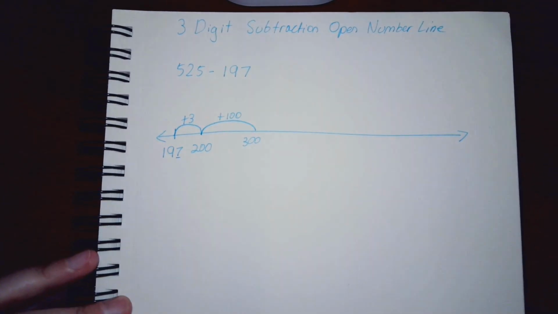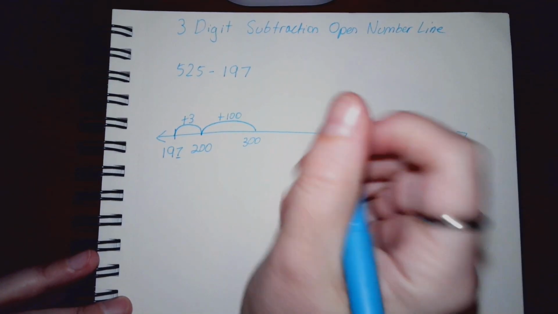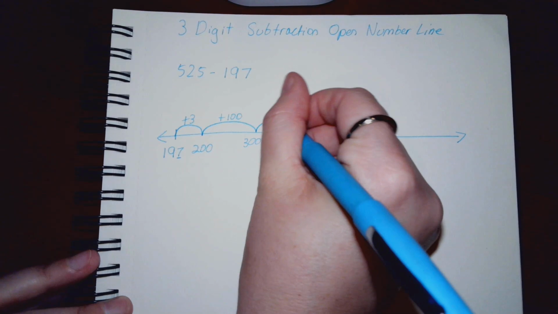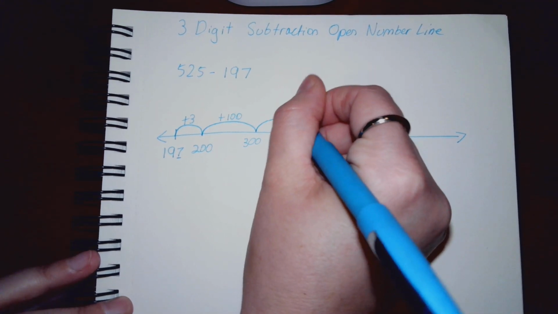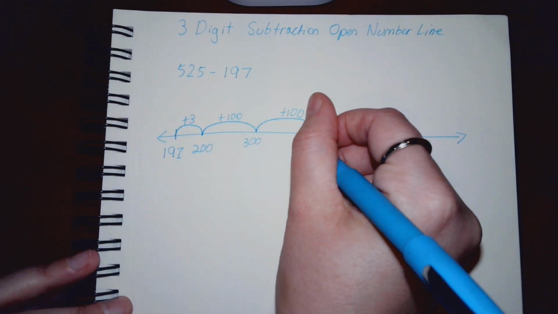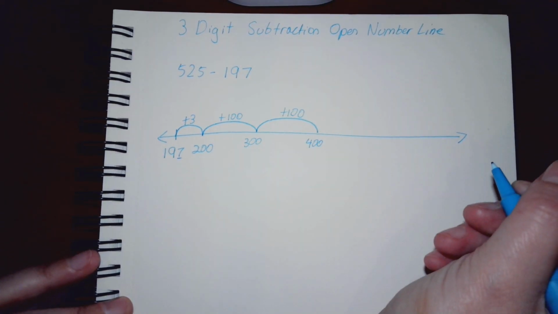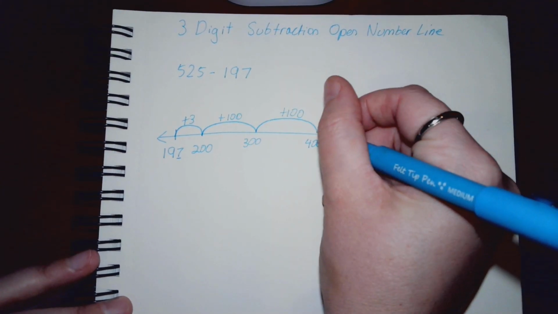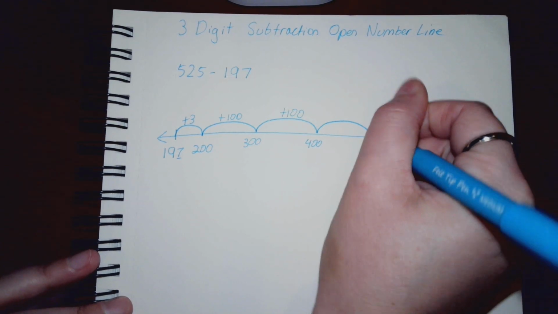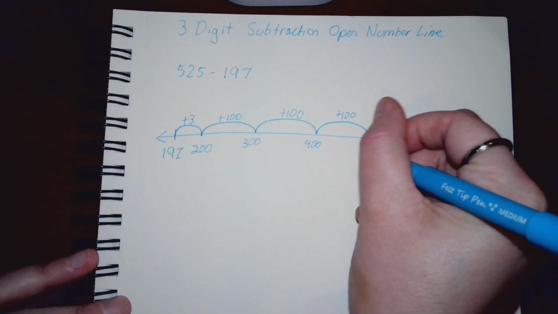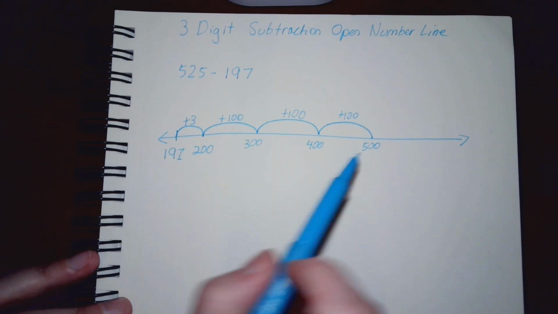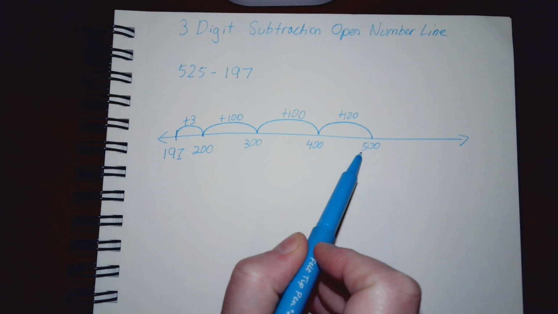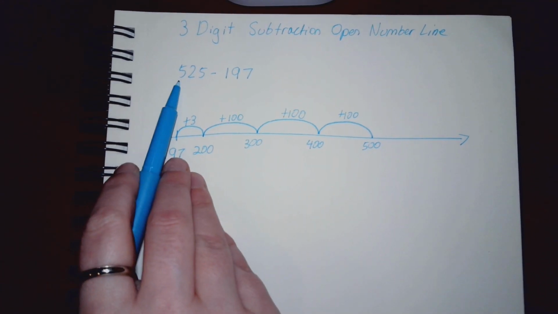Now I want to get to 525. So am I done yet? Nope. I'm going to do another 100 hop, because I'm only at 300, but I want to get to 500. So I do another 100 hop, and that gets me to 400. Now I'm at 400, but I still need to get to that 500. So I'm going to do another 100 hop, and that will get me to 500. Can I do another 100 hop? No, because that gets me to 600, and we don't want to be at 600. We need to be at 500.